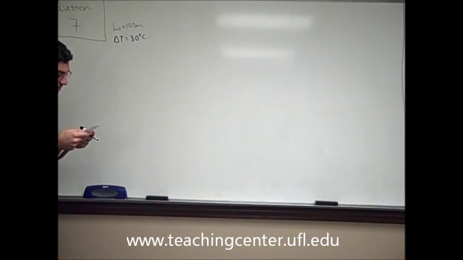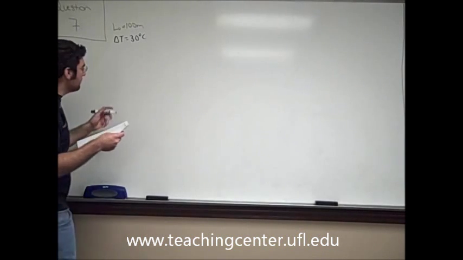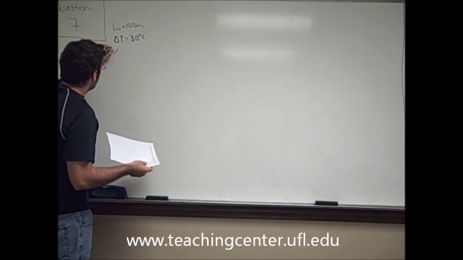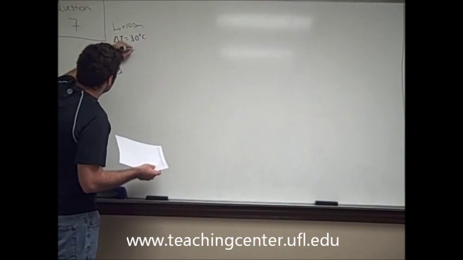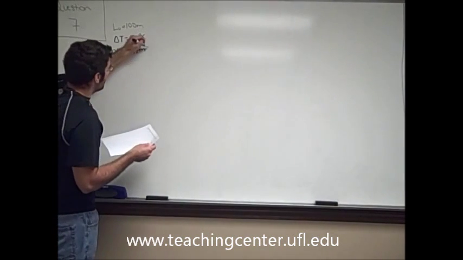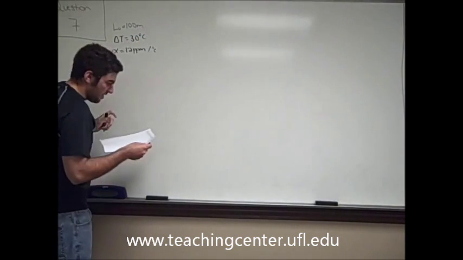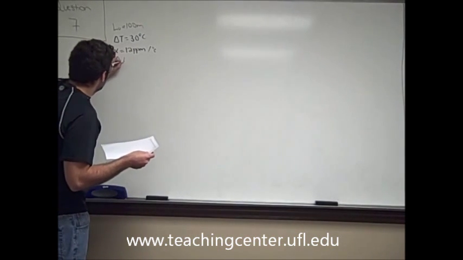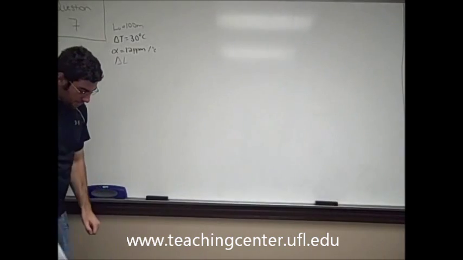If the coefficient of thermal expansion of steel is 12 parts per million, so the coefficient of thermal expansion is alpha, and it's equal to 12 parts per million per degree Celsius. What is the change in length of the steel? So we're looking for the change in length.